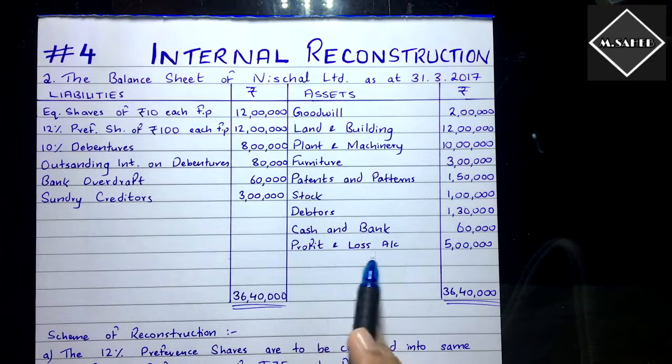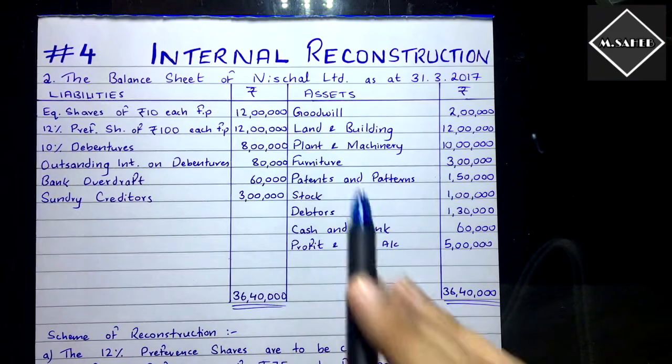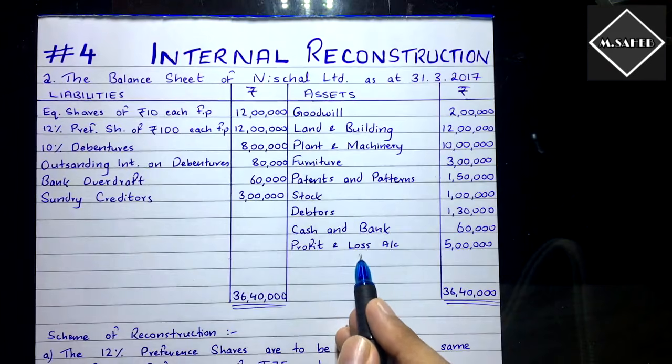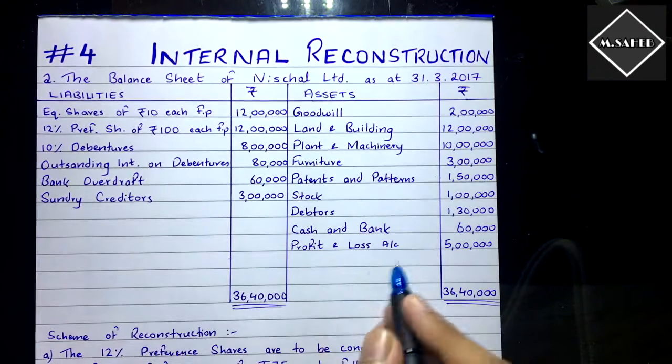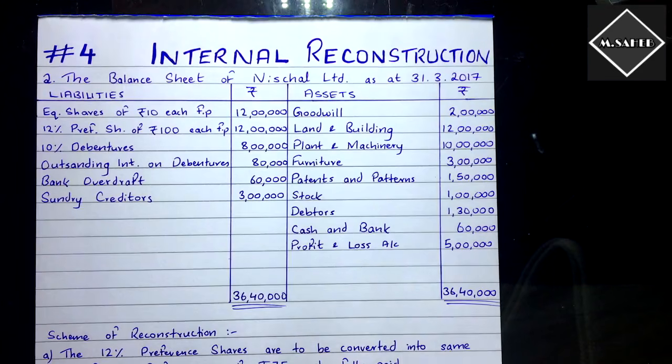Now what is this profit and loss account? This is a loss, isn't it? The profit and loss which is shown on the asset side is a loss. If you get a vertical balance sheet in your question, then this will not be on the asset side. It will be in the reserves and surplus as a negative figure. Okay, this is loss.